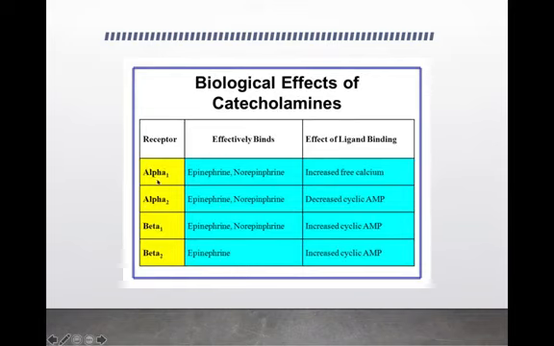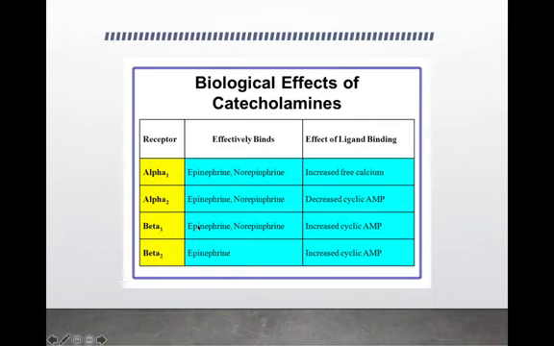Now the receptors. The alpha 1 receptor has effect through both epinephrine and norepinephrine. It is sensitive to both of them equally. It works through the inositol triphosphate mechanism through the Gq proteins. Then the alpha 2 receptor also responds to epinephrine and norepinephrine equally, and it works through the Gi proteins and decreases cyclic AMP. So it is basically inhibitory.